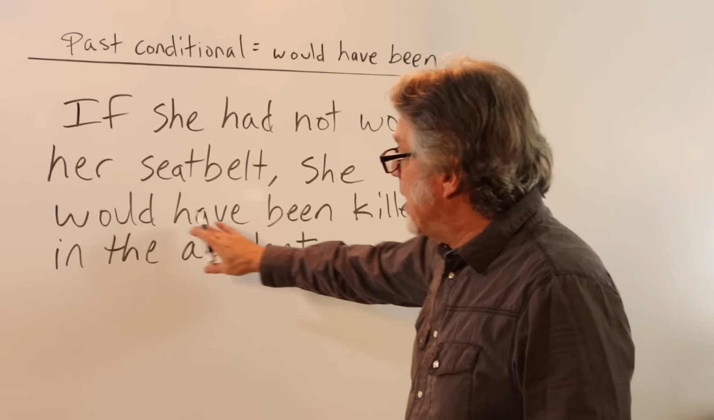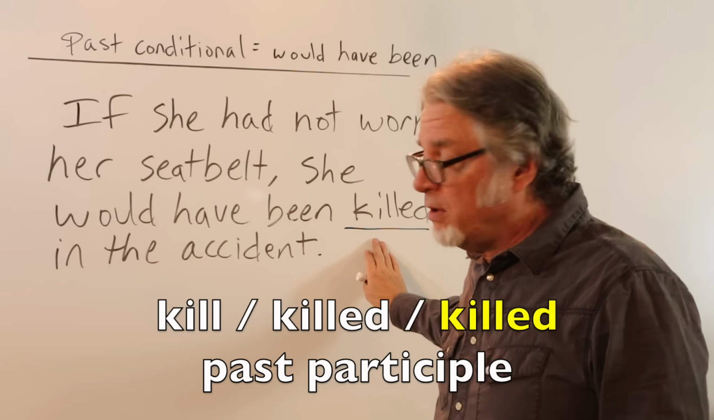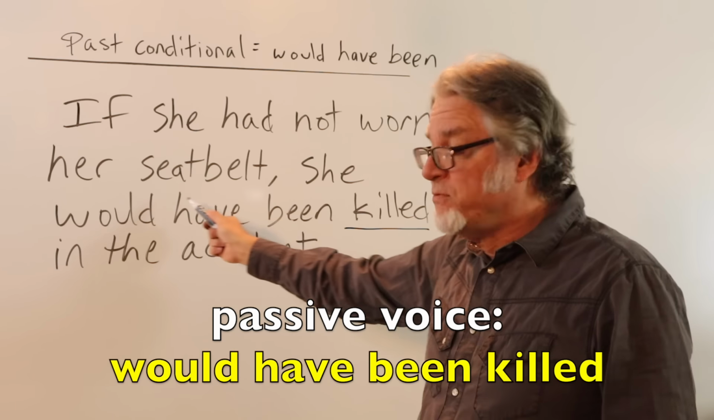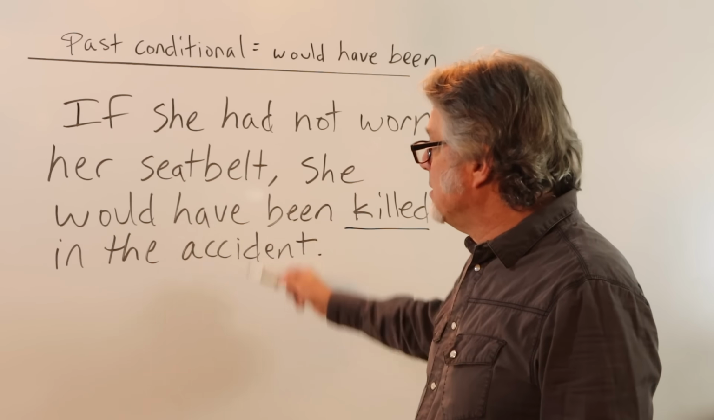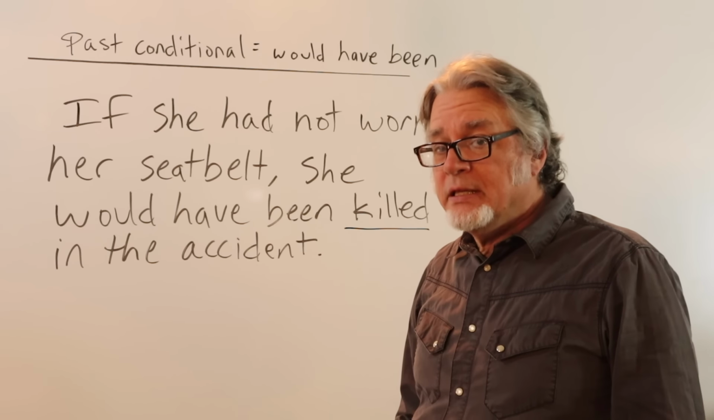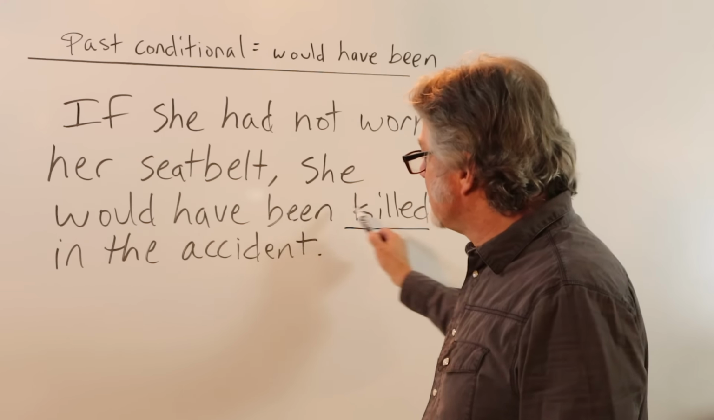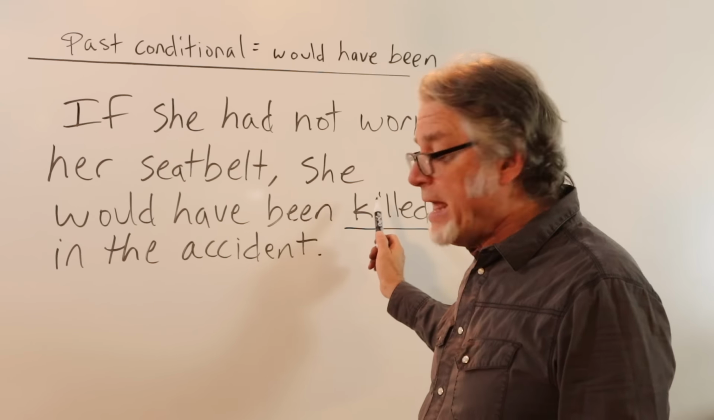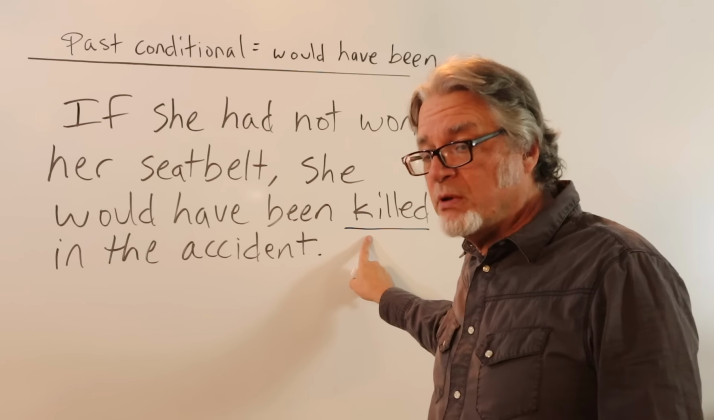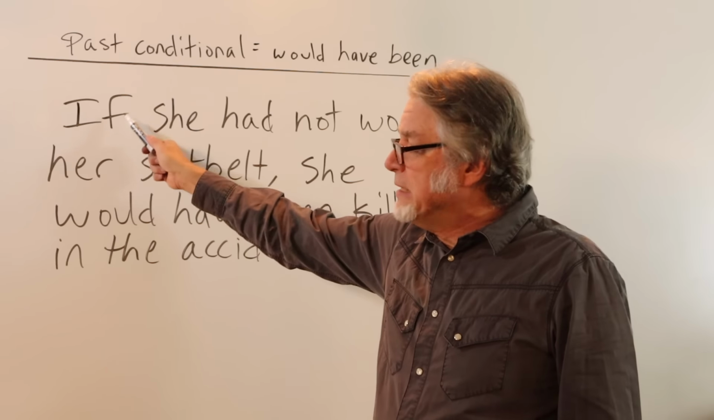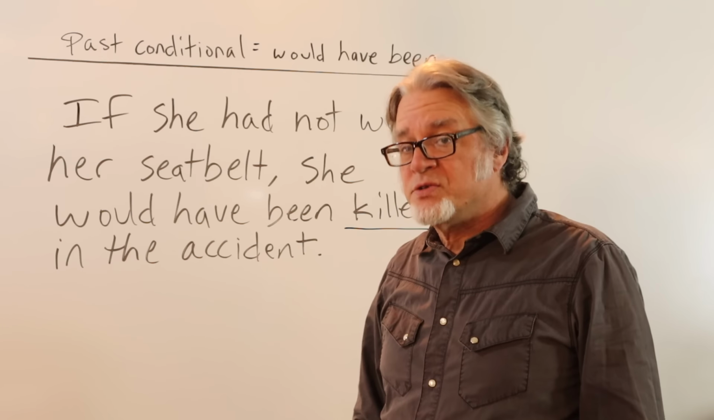In this example, after "would have been," there's a verb. This is in the form of a past participle, and this is in the passive voice. If she had not worn her seatbelt, comma, she would have been killed in the accident. This is in the passive voice. The verb "kill" is passive. We have "would have" and then "be" and then the past participle. And here begins the situation or the condition: if she had not worn her seatbelt.